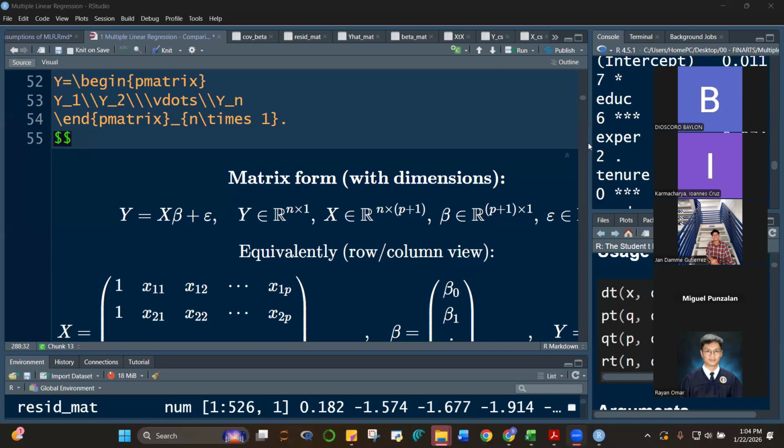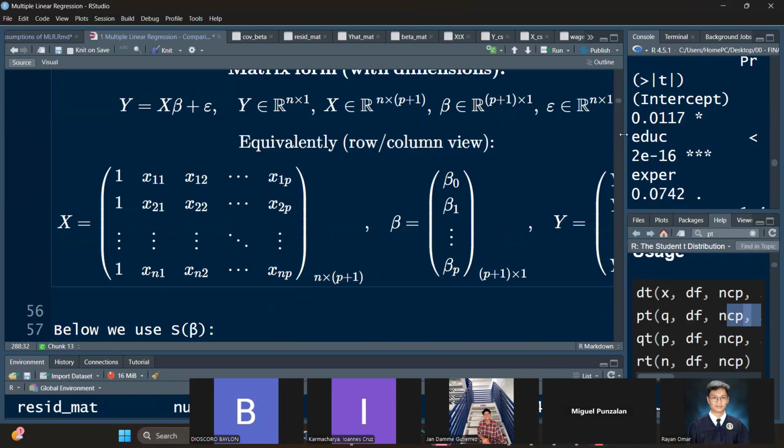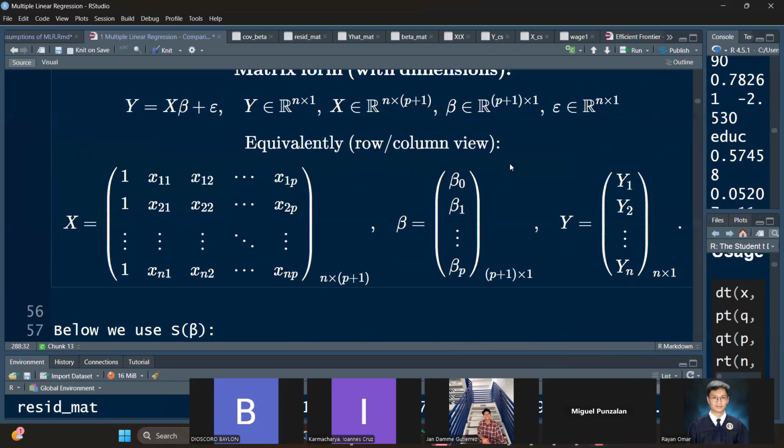Good afternoon, everyone. Today we're going to continue our discussion of multiple linear regression using the lm function of R, and also matrix multiplication, which is really the foundation of how the lm function works.